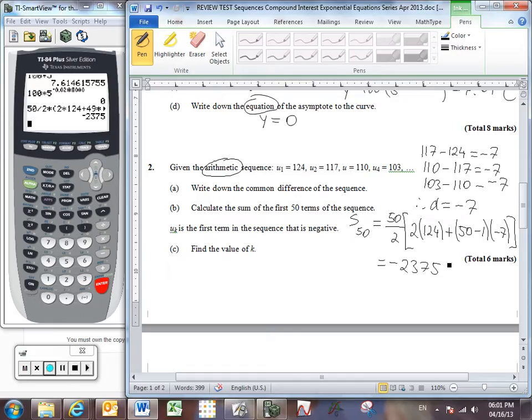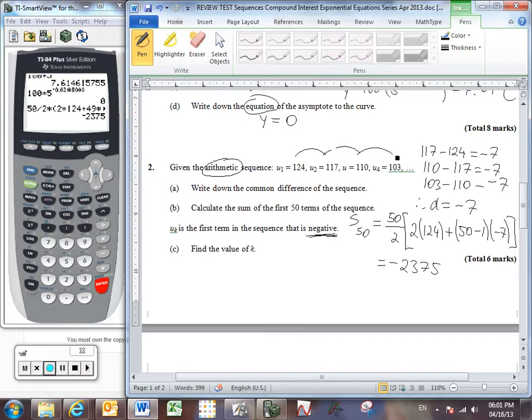And lastly, we need to find out what is the first term that is negative. Well, it tells us uk is the first term, so we want to find out what the value of k is. That is to say, how many terms does it take until we finally get to a value of the sequence that is negative. You can see the sequence is going down, down, down. Eventually it should reach a negative number.